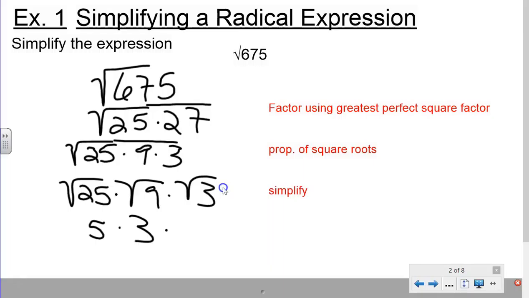5 times 3 times the square root of 3. Right? Now what? We still have to simplify because we have too many operations. What is 5 times 3? 15. Okay, so 15 root 3 is your answer.